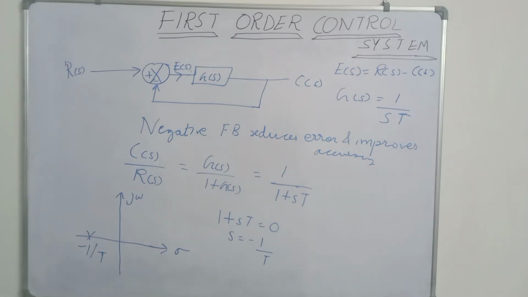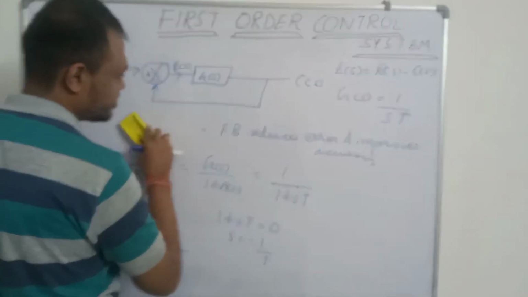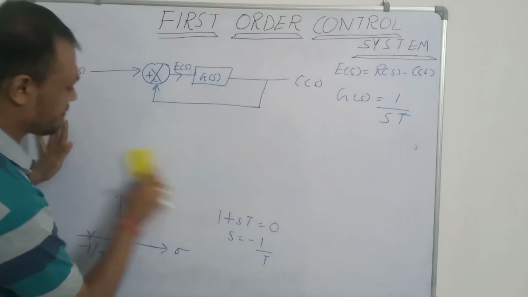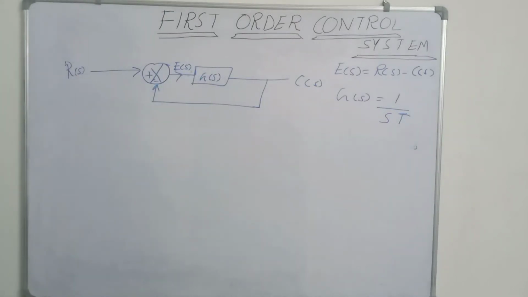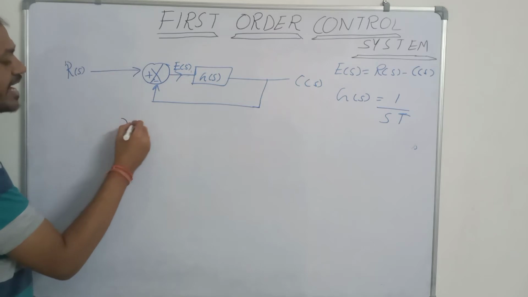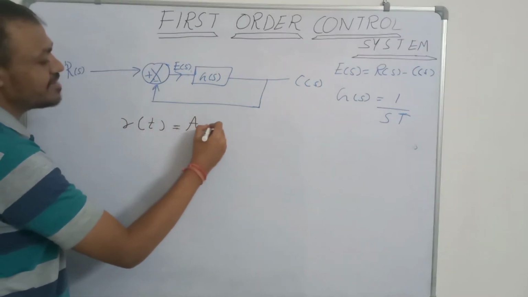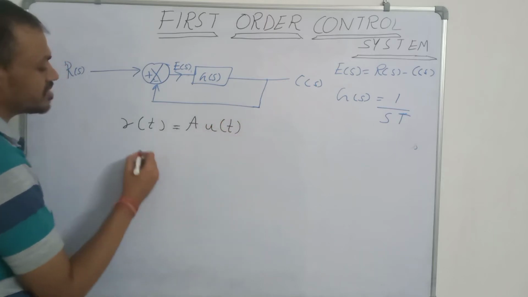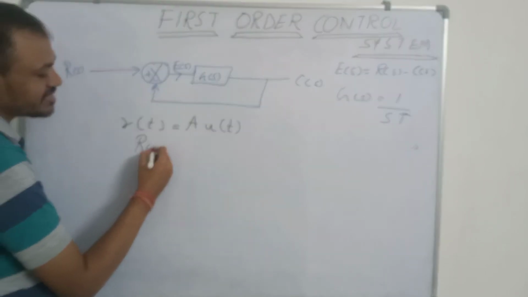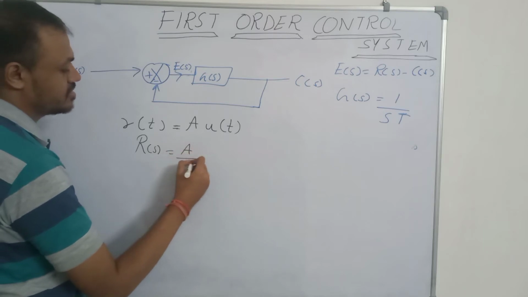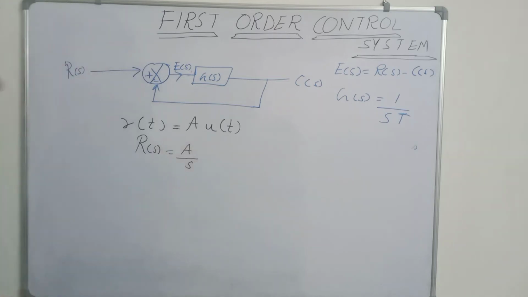Now we will see the step response of this system. Let the input be A U of t. So the Laplace transform R of S is equal to A upon S. The input is a step signal with amplitude A, so its Laplace transform will be A upon S.